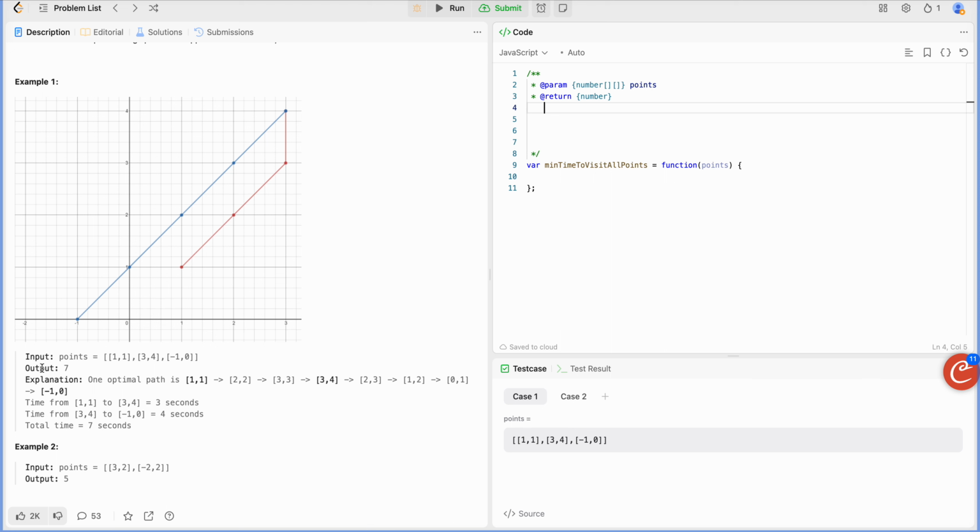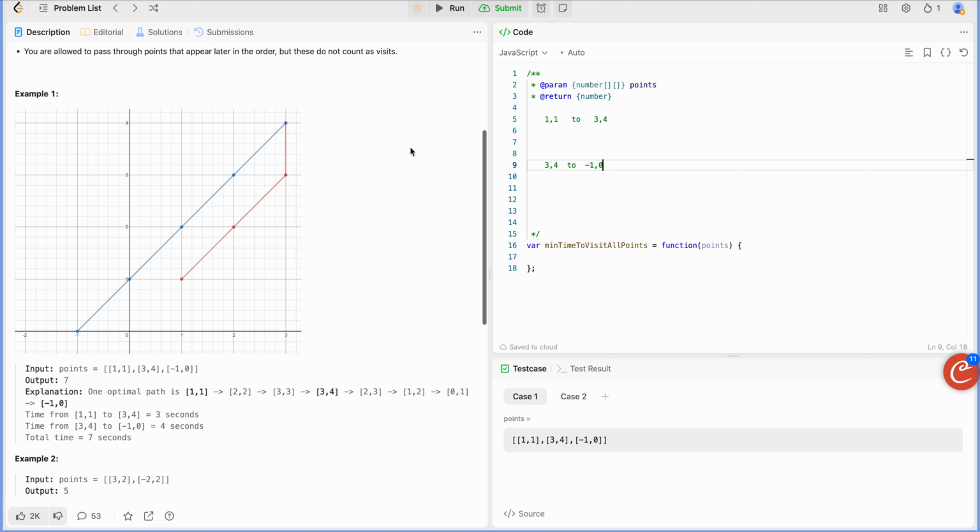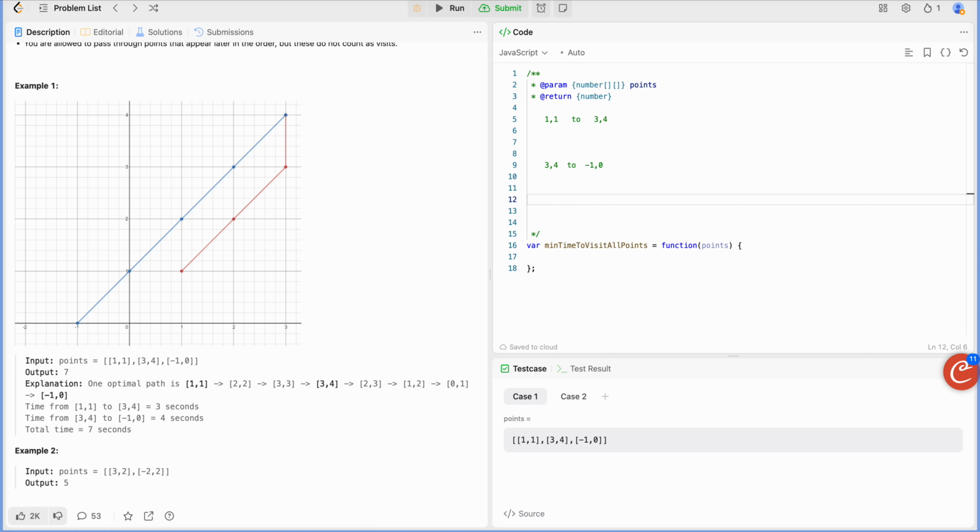Thinking, like if I first saw this question, how would I do this one? From this point to this point, what are the ways? I could go from 1 1 to 3 4. What are the ways to get from 3 4 to minus 1 0? So basically, I need to find the minimum distance from one point to another point, and from that point to another point, right? That's basically it, even if I have like 1,000 points.